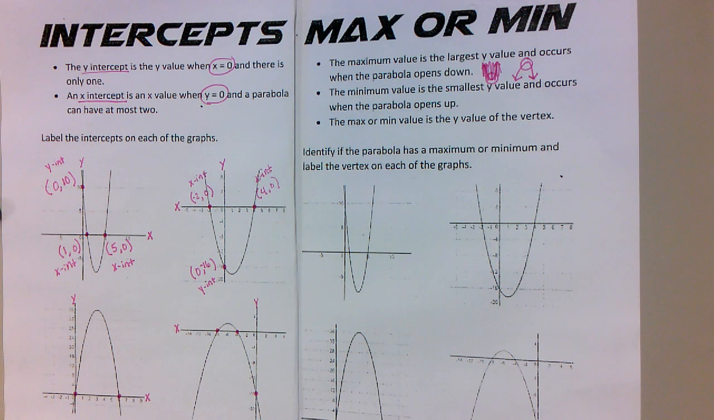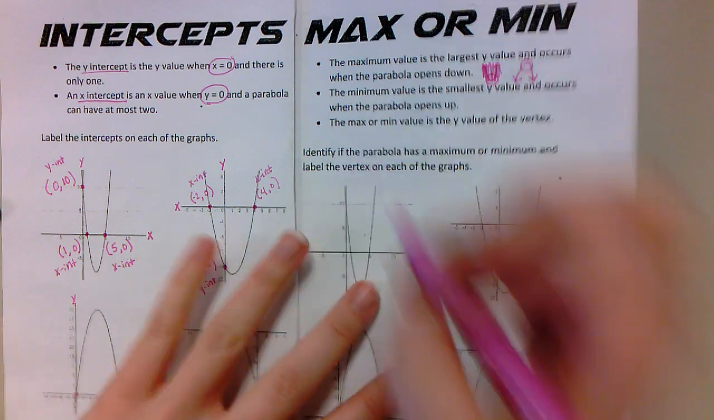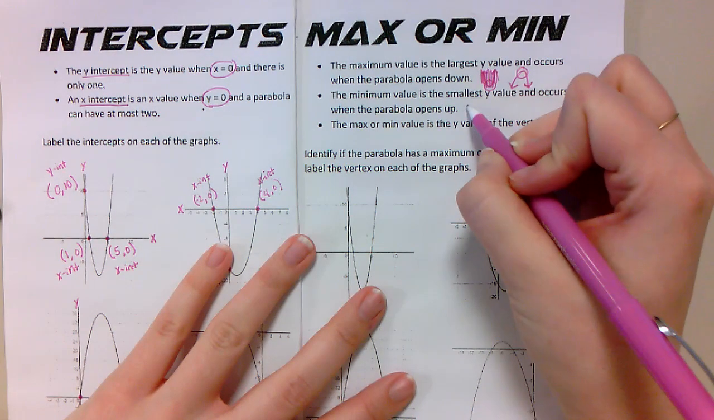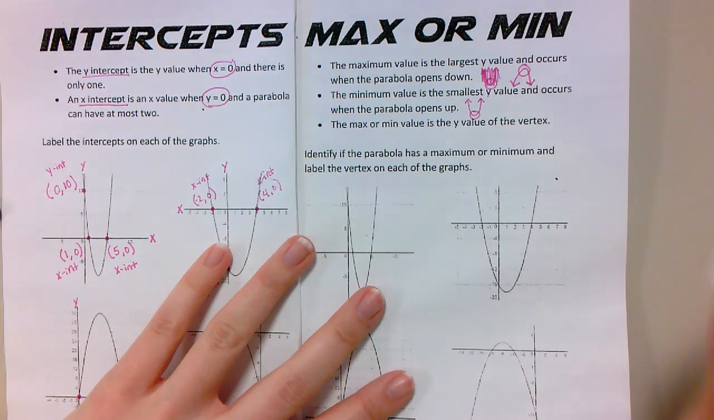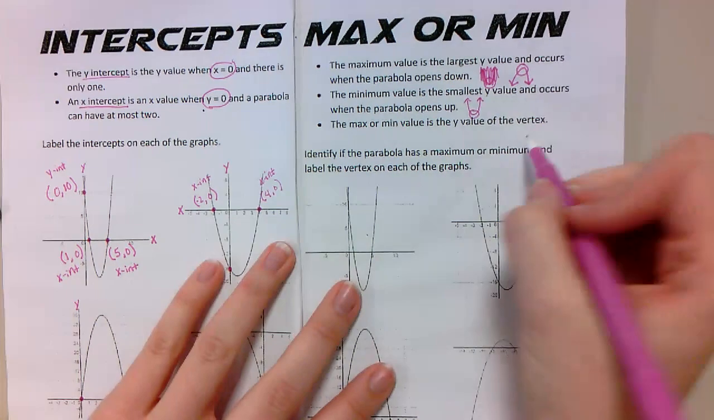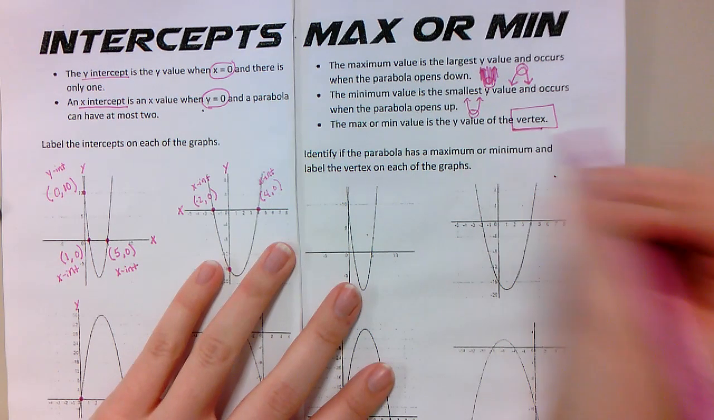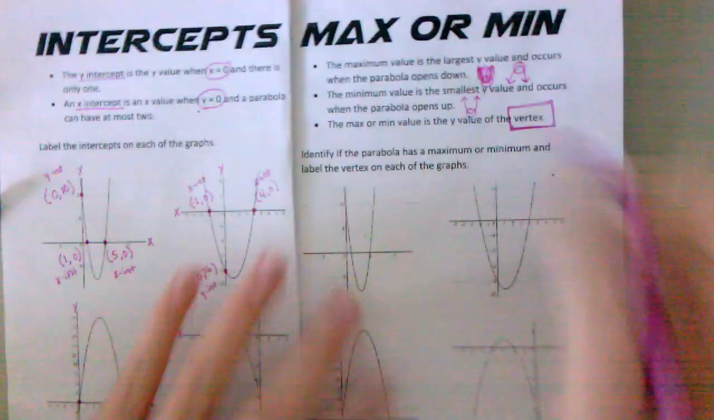So if it's opening to the bottom and your point is at the top, it's going to be a maximum. If it's open at the top and your point is down at the bottom, then that point is going to be a minimum. So the minimum is when it opens up, so the top is open, that's going to be the lowest point. It's also called the vertex.